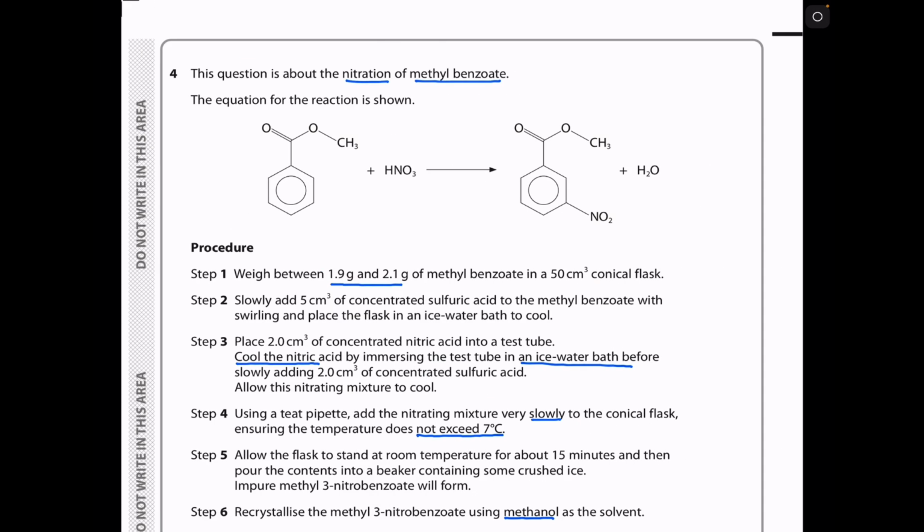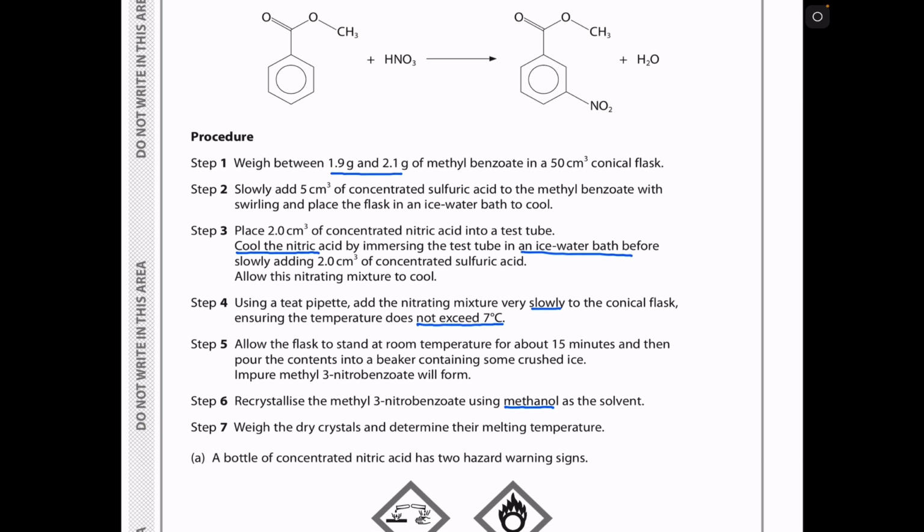Question 4, this question is about the nitration of methyl benzoate. The equation for the reaction is as we see here. So the procedure is as below. You weigh between 1.9 to 2.1 grams of methyl benzoate in a 50 centimeters cubed conical flask, and then slowly add 5 centimeters cubed of concentrated sulfuric acid to the methyl benzoate with swirling, and place the flask in an ice water bath to cool.